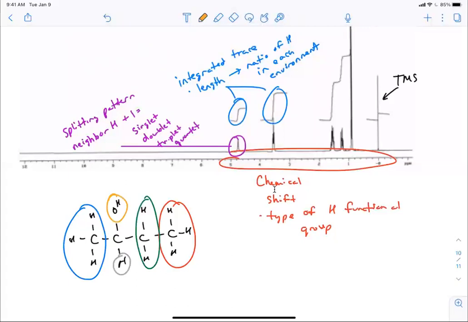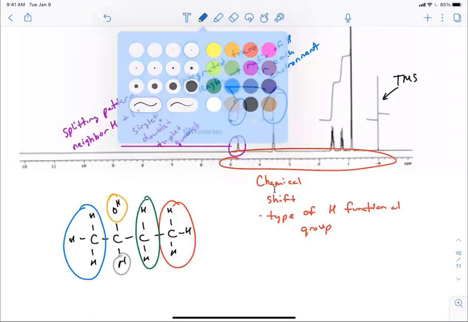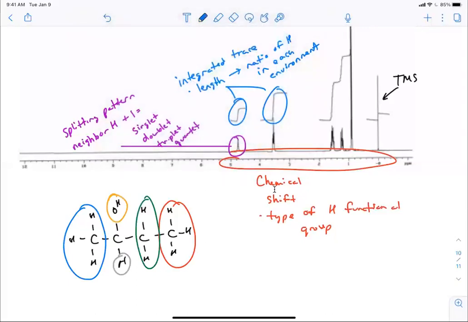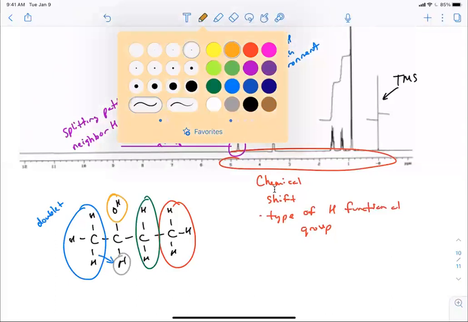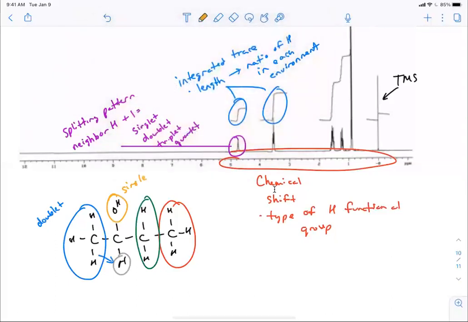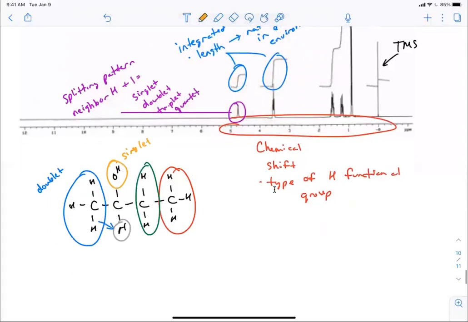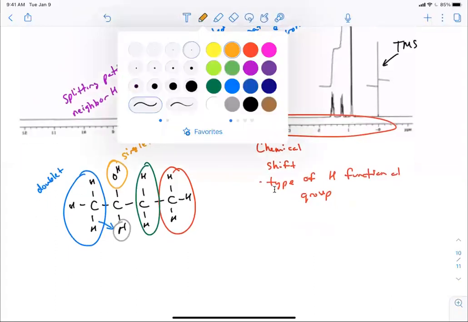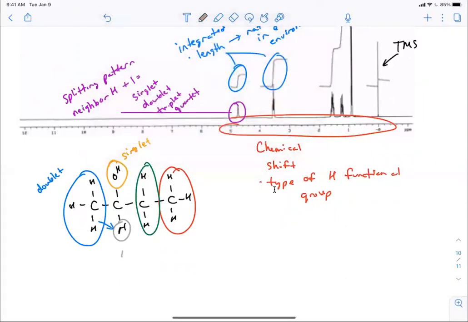If you look at this blue section, it has 1 neighboring hydrogen, so its splitting pattern would be a doublet. This OH would be a singlet because it's bonded to oxygen and not a neighboring carbon. This, oddly enough, would have a 6 for a splitting pattern. I didn't think about this when I drew the structure because it has 5 neighboring hydrogens, the 3 in the blue and the 2 in the green, so it would have a 6.